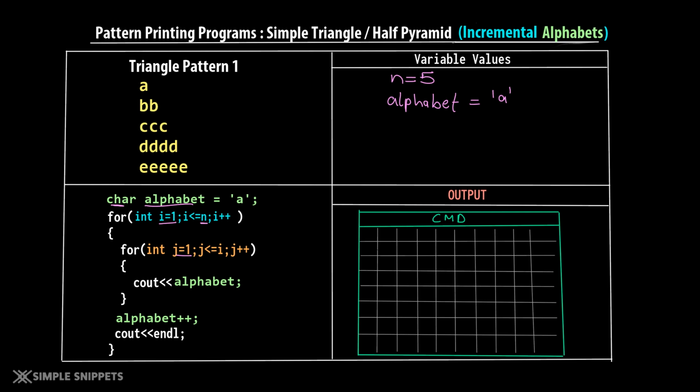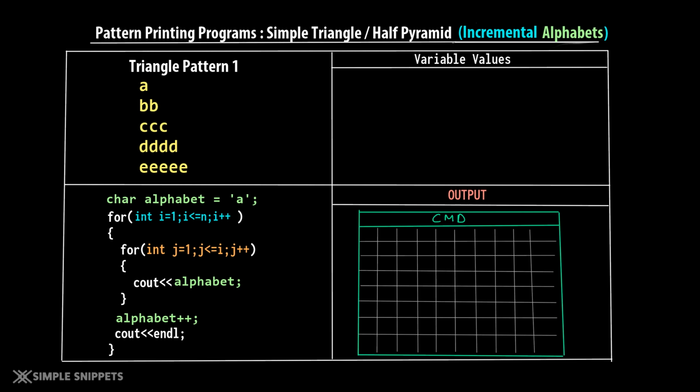And below at the bottom right, we have output, which we have drawn as a basic command prompt. This is where we will draw the output, draw this pattern. And let's quickly jump into the for loop and see what the values are. So we have two for loops, one outer for loop and one inner for loop.